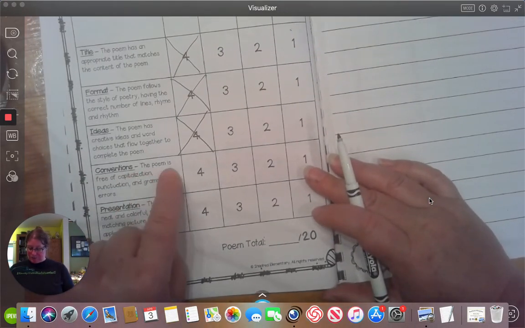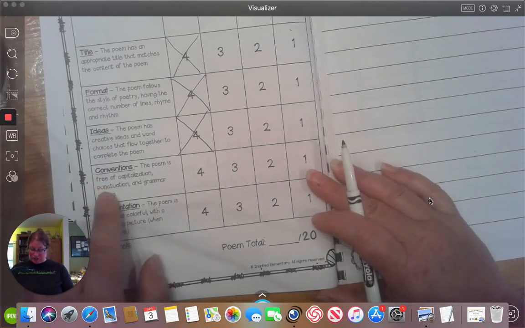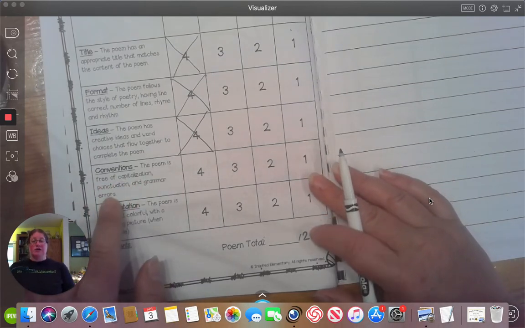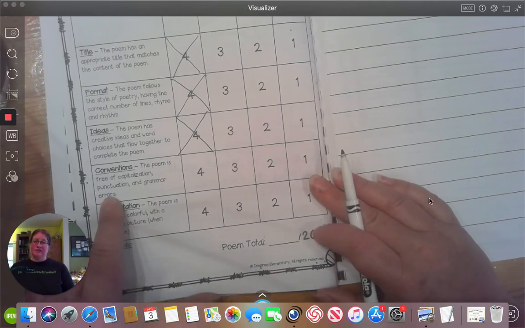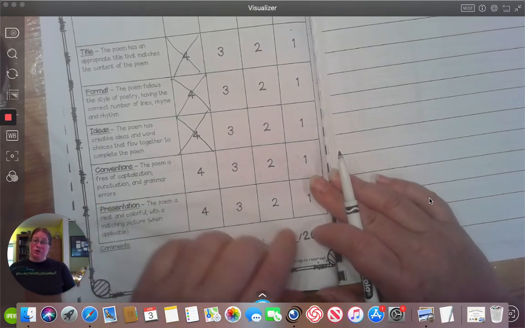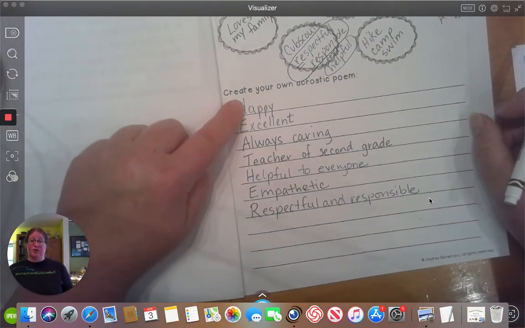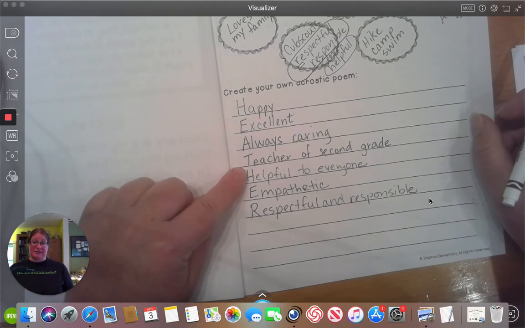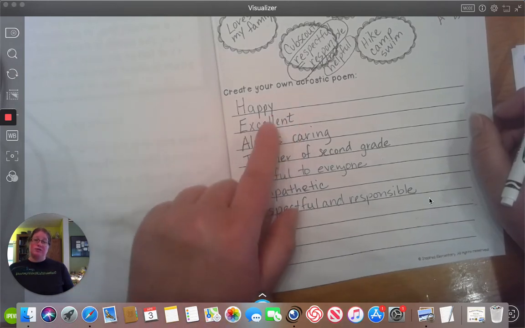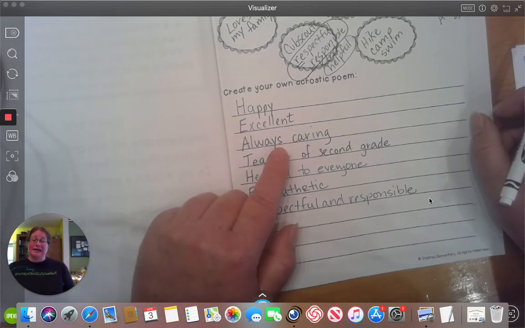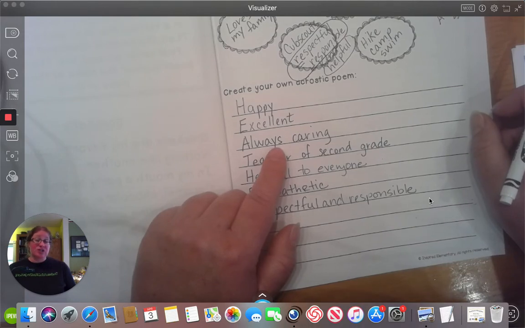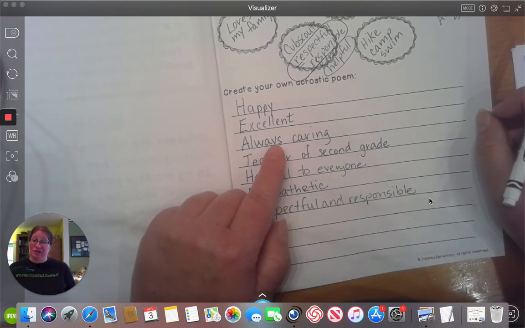Conventions. This poem is free of capitalization, punctuation, and grammar errors. So this one might be a little bit different. But did we follow the rules of the poem? Did I have a capital letter where it belonged? Yes. Did I spell my words as correctly as I can? Some of us might be able to Google words in a Google dictionary. Some of you might actually have a dictionary on your counter and you could check your spelling. Either way, it's okay.